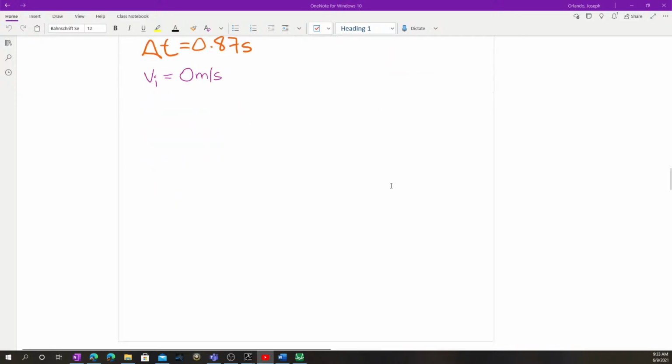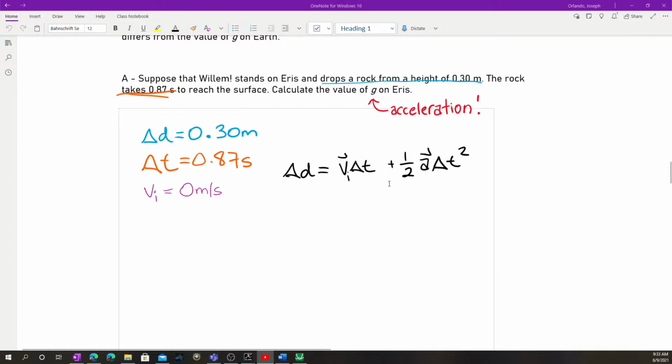Okay, I don't know why this is showing up so slowly right now. I am writing on that screen, but there we go. So delta d equals v1 delta t plus 1/2 a delta t squared. And remember, since the initial velocity is equal to 0, we can simplify that, and we can say that the distance is going to be equal to 1/2 the acceleration times delta t squared.